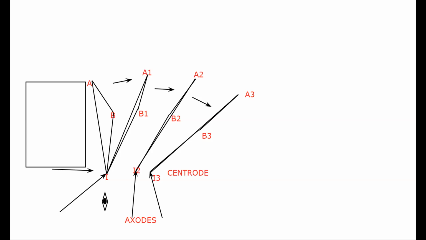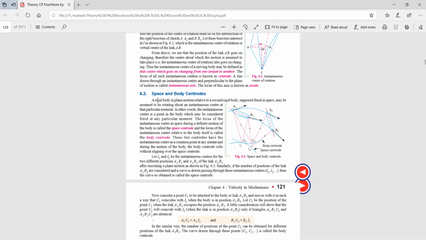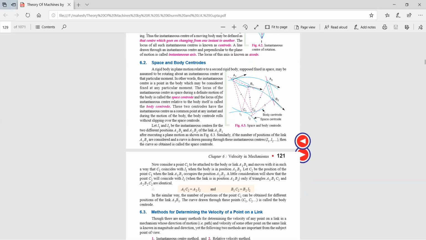I'll just share it once again. So next we are dealing with space and body centrode. Now what is this space and body centrode? Yesterday also I did this a bit. So you can see one link is there, AB. It will be having a velocity. Yeah, so you can see the velocity vector.